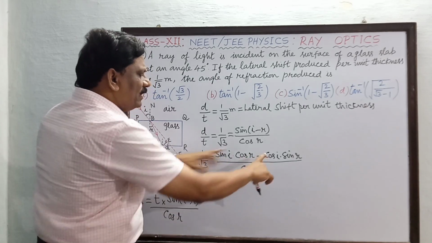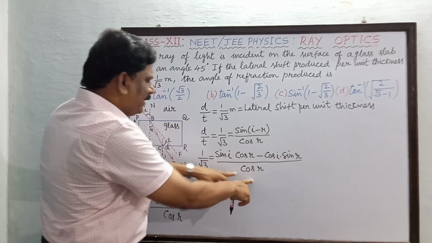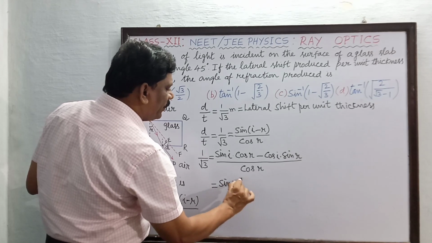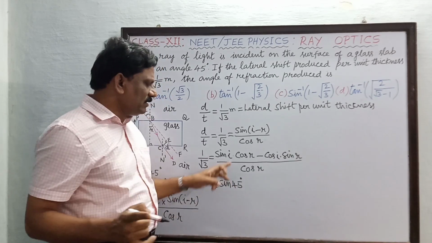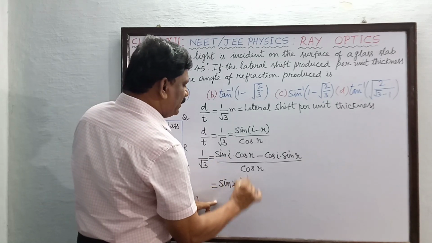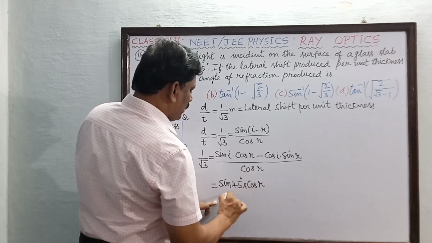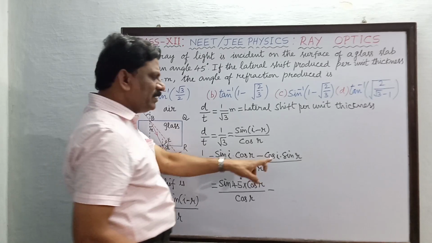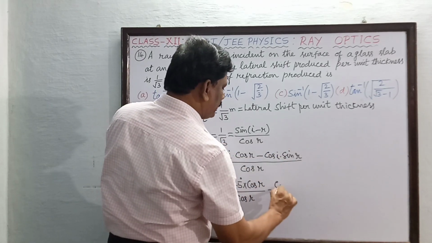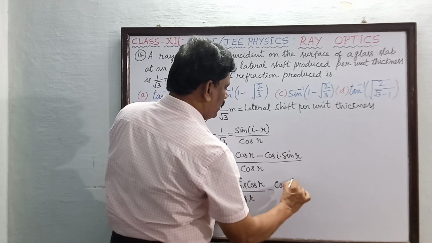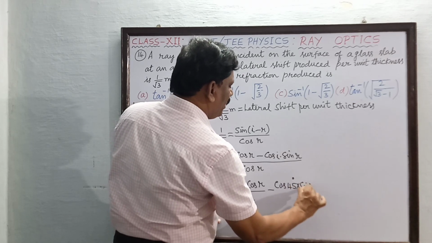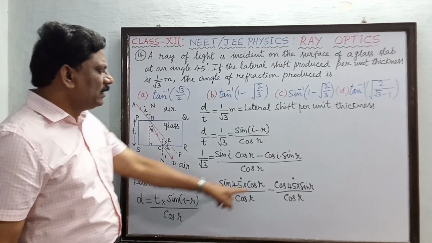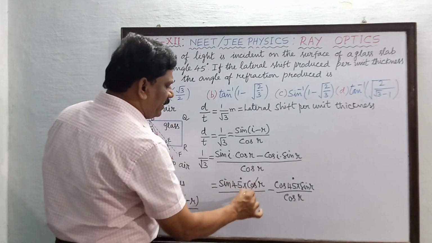Then I will split these two terms, divided by the same denominator. So instead of sine I I can substitute sine 45. Am I right? Are you understanding? So sine I becomes sine 45 into cos R. So the first term divided by cos R, minus the second term, is cos 45 into sine R divided by cos R. Okay, in the first term cos R and cos R can be cancelled.